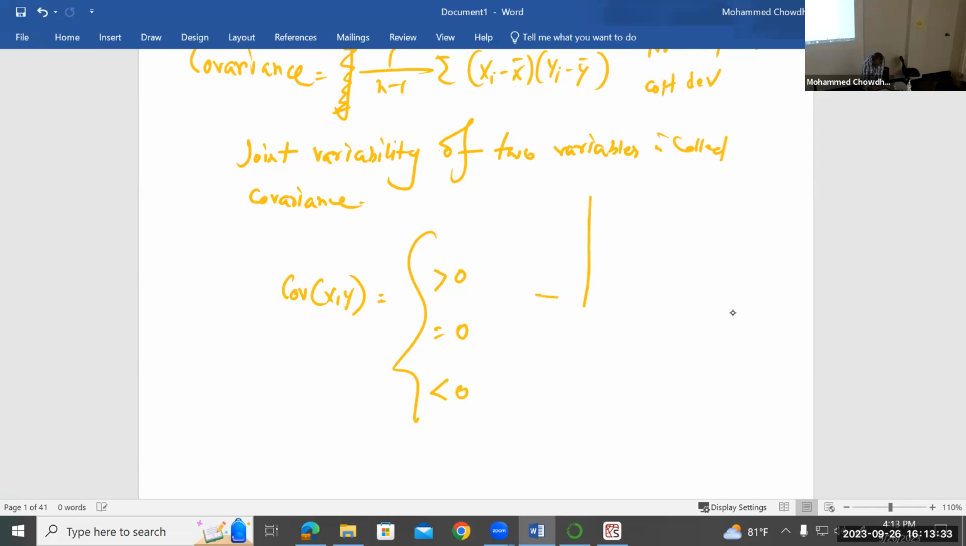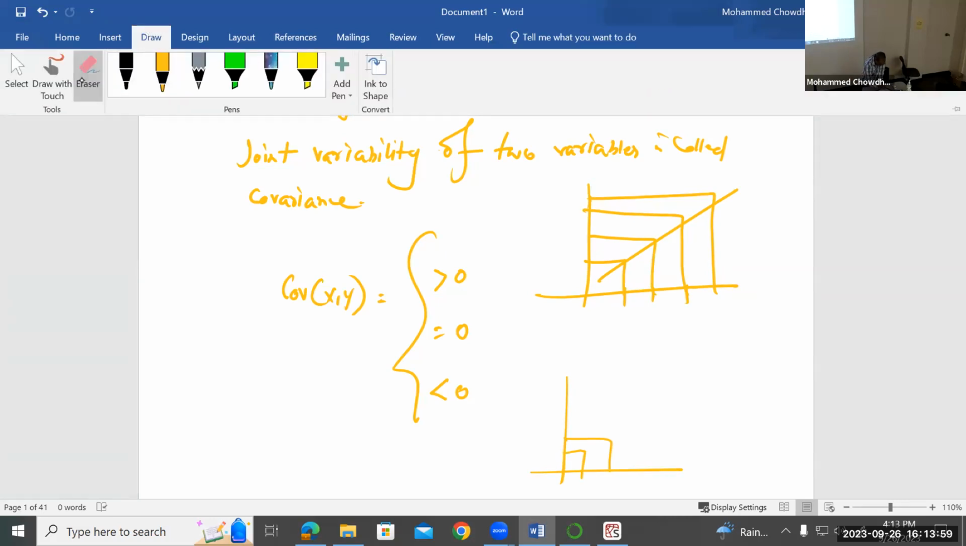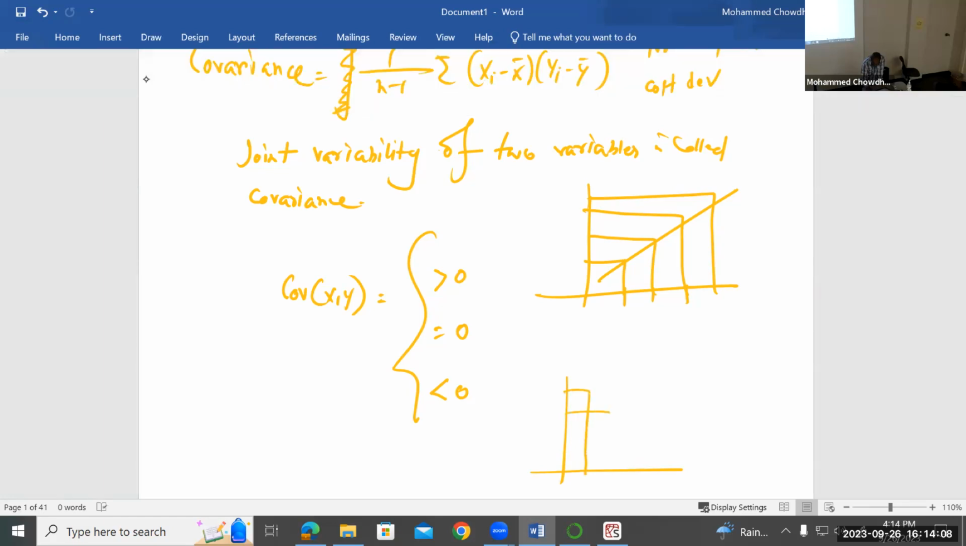If covariance is positive, then the figure would be like this. One is increasing, another one is also increasing. If covariance is negative, then the figure should be like this. One is increasing, the other is decreasing. So this is the point, this is the point, like this. X is going down, Y is going up. If one increases and the other decreases, this is the type of graph you will find.